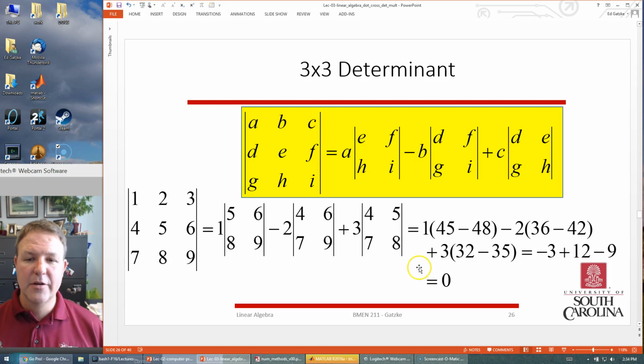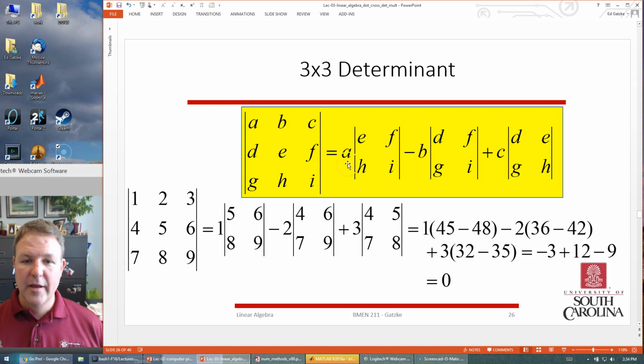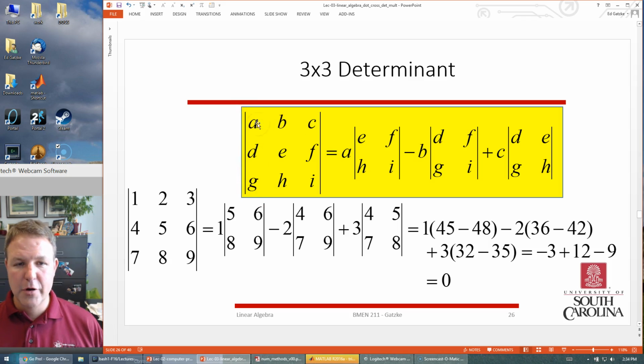A 3 by 3 determinant is a little more complicated. A, B, C, D, E, F, G, H, I. What you're going to do is have 3 2 by 2 matrix determinants. So the determinant of this crazy big 3 by 3 is just the first element A times the determinant of E, F, H, I, which is the matrix when you remove the row 1 and the column 1. So you remove this row that A is in and this column that A is in, and you're left with E, F, H, I. Do that determinant right there, which is just E times I minus F times H.